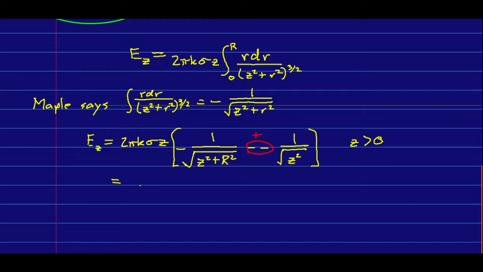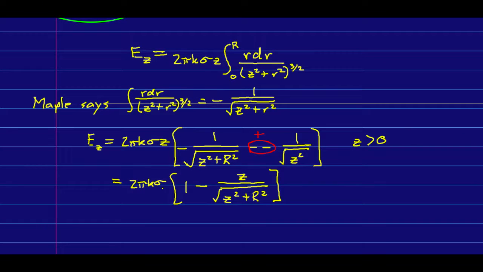And so a little bit of simplification. A nice thing to do is to take this z in, so this 1 over z and this z end up just giving you 1. And there's our final expression.